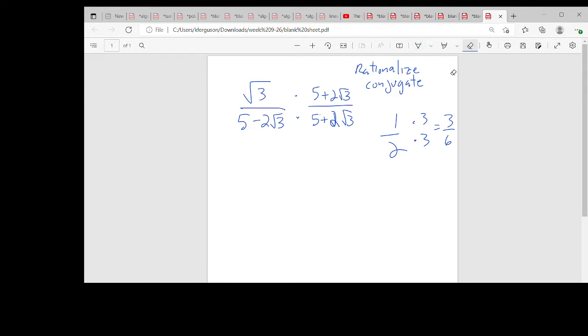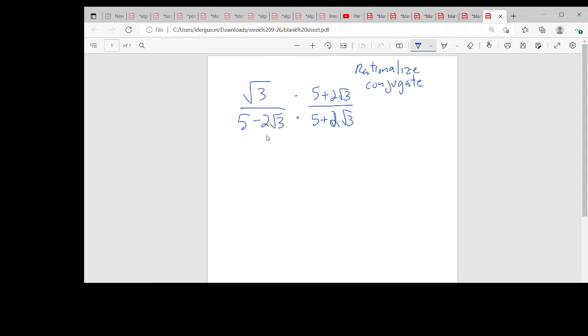Okay, anyway, let's go back to this. So I'm going to multiply by the conjugate. Do you remember why I multiply by the conjugate? I need to get rid of the radical in the denominator. So how do I do that? Well, if I multiply by the conjugate, the radical goes away. You could also think about this like the difference of squares.